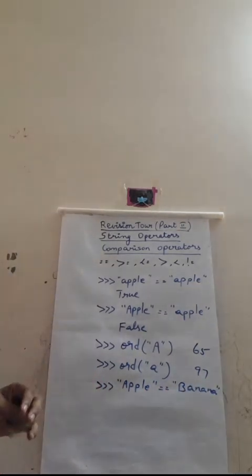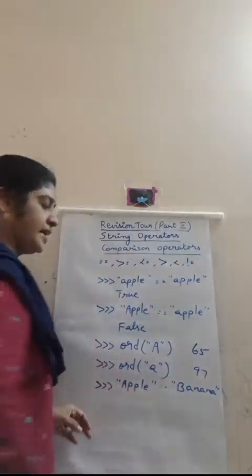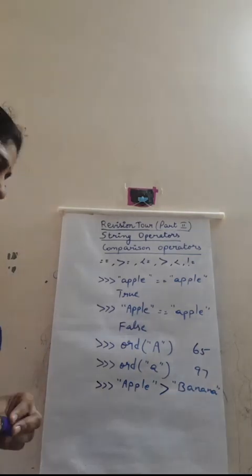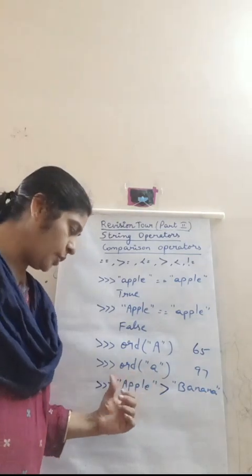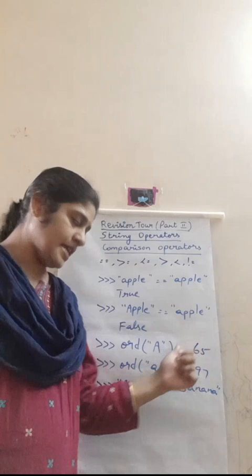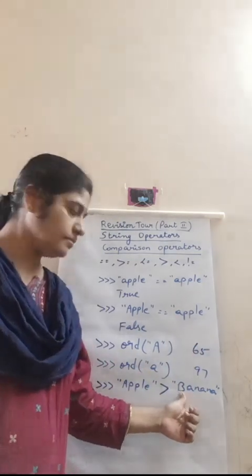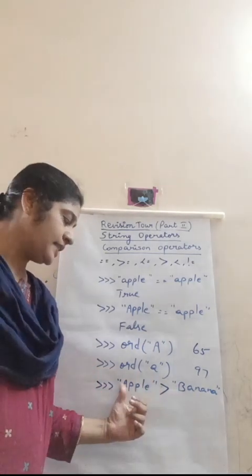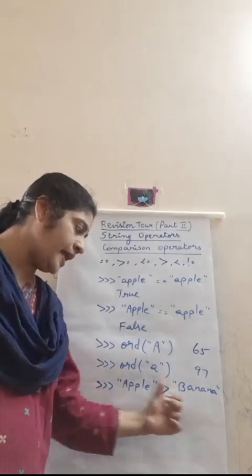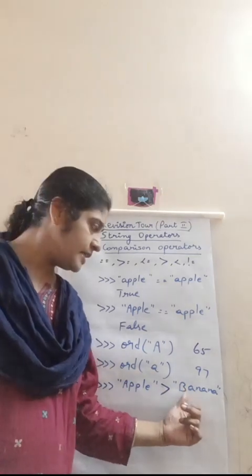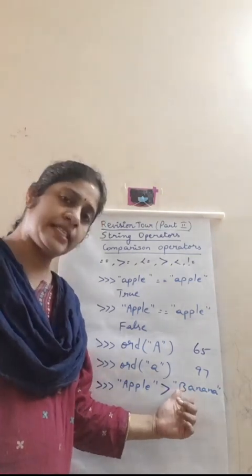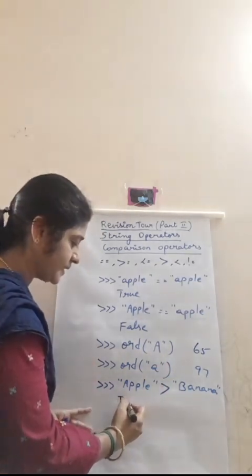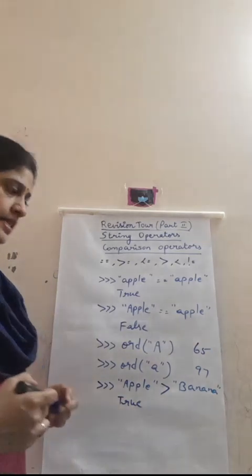Okay, I don't want to use equal to, I will just replace it with greater than. What would be the answer? The unicode of capital A is 65 and the unicode of capital B is 66. So first it will compare A and B. Is 65 greater than 66? No. So it will give you false in this case.